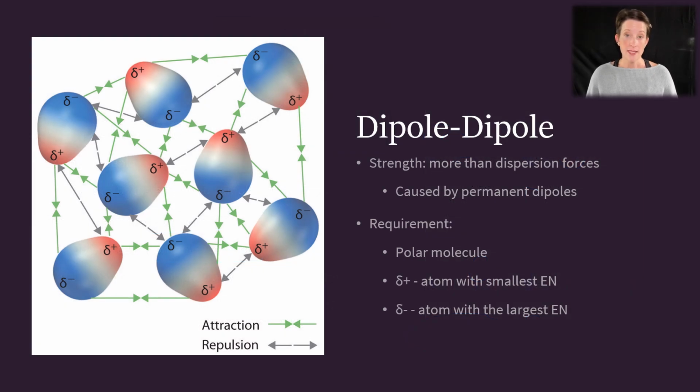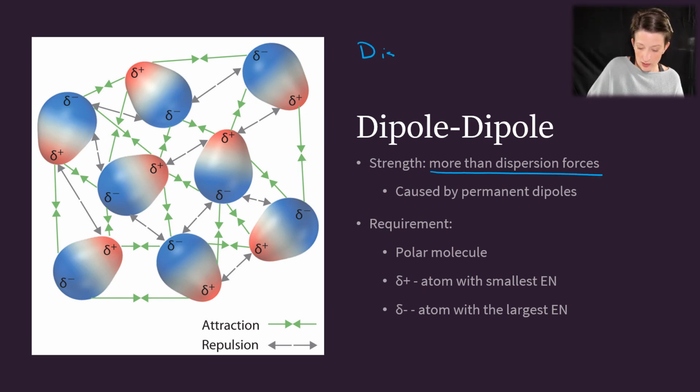The middle, or the second force, is dipole-dipole. What occurs here is you're going to have a compound that has permanent dipoles within it. So that means there's an electronegativity difference that is occurring within that compound. So you're going to have a permanent slight negative and slight positive charge. Dipole-dipole is stronger than our dispersion forces.